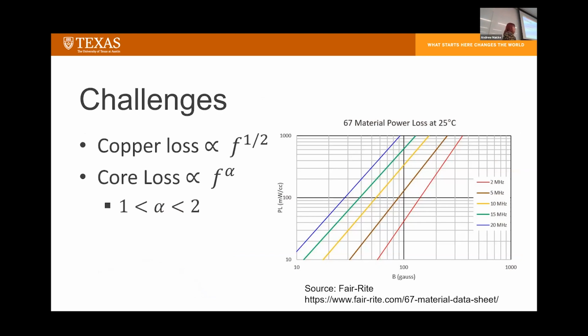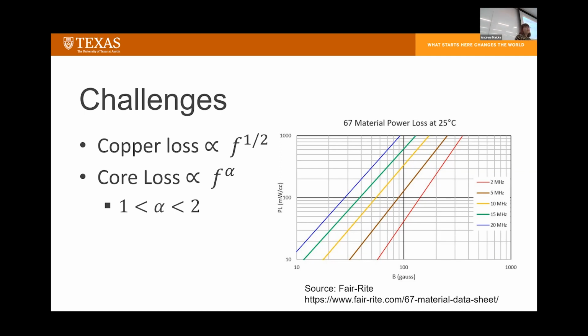So the challenges we're facing right now in power magnetics are losses, of course. That's because copper loss, which is the loss from the windings, goes with the square root of frequency, and core loss, which is from the magnetic material, goes with either frequency itself or frequency squared. So it's not great, but it's okay. We're working on it.